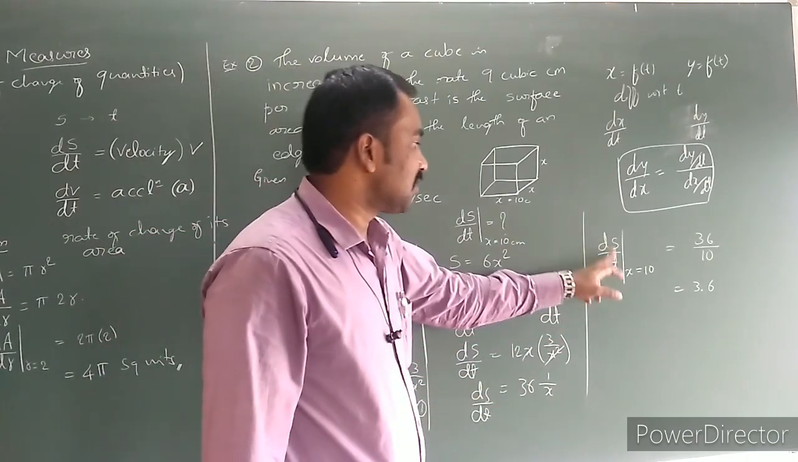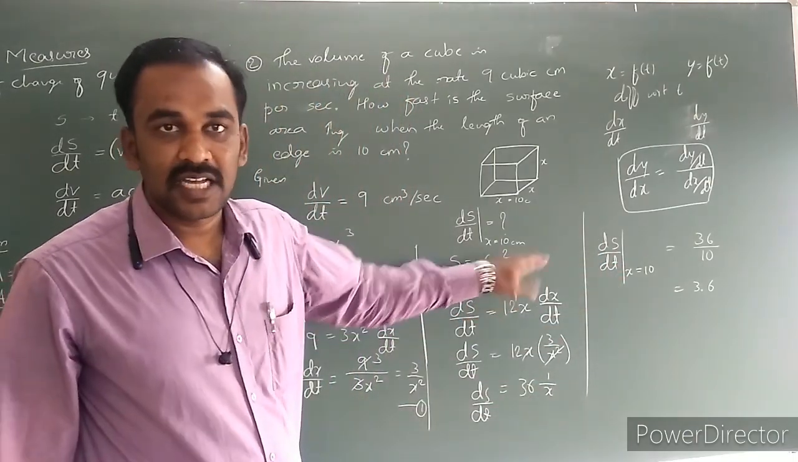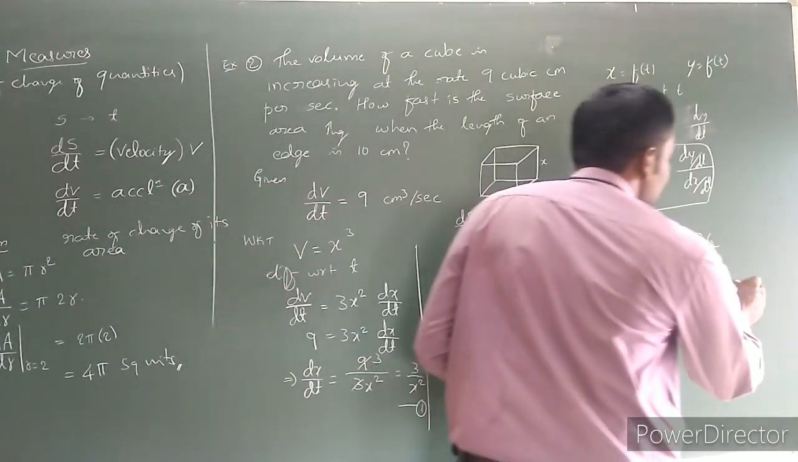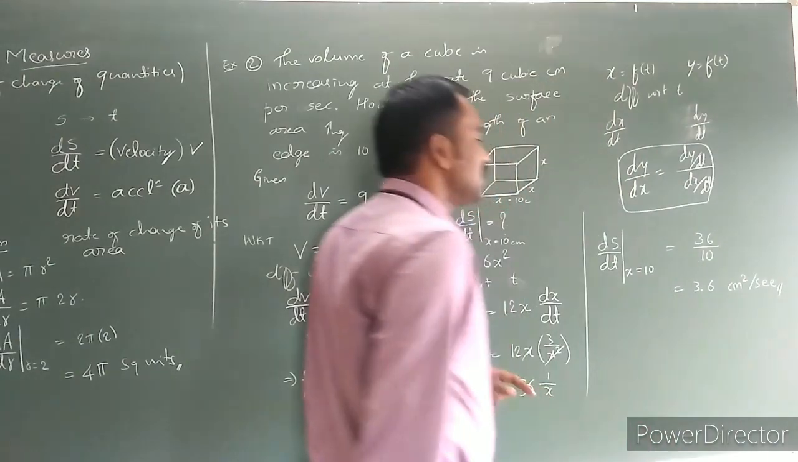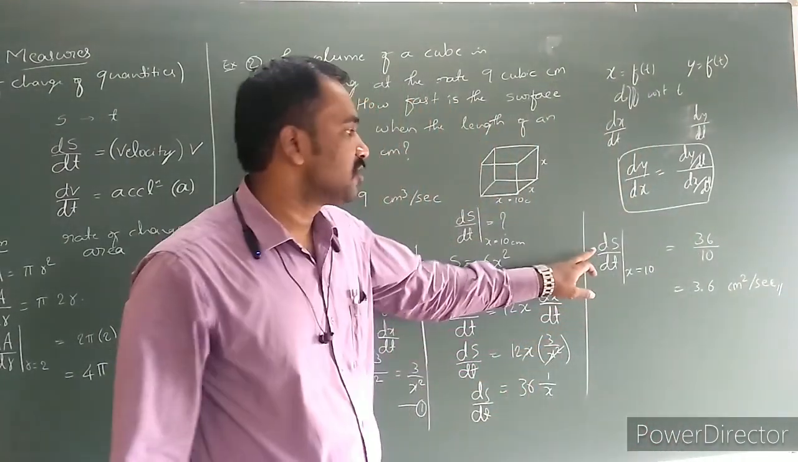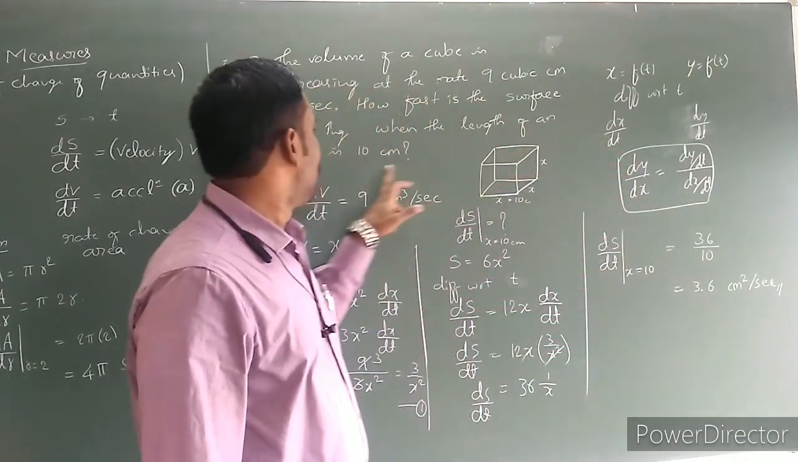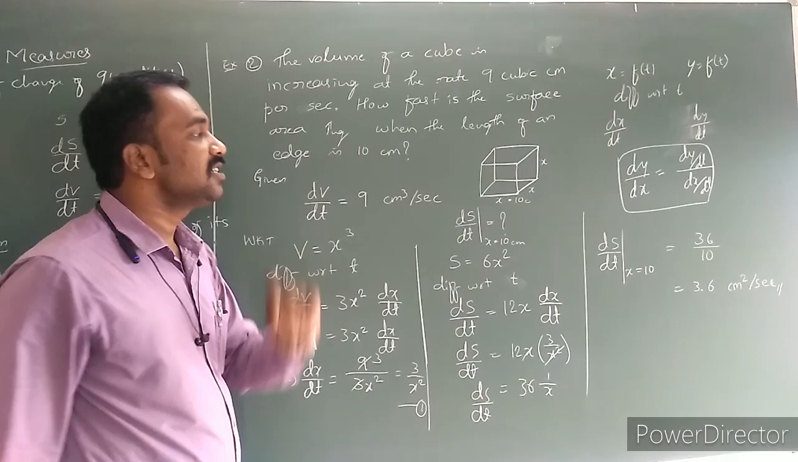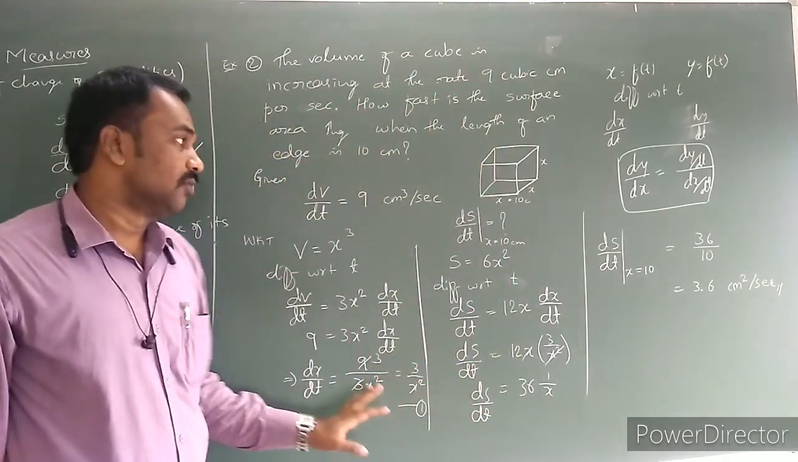What is the unit? Surface area is nothing but 6 times x square. That means centimeter square per second. This is the required value of the rate of change of surface area with respect to the time when the length of an edge is 10 centimeter. This is how we have to solve the problem.